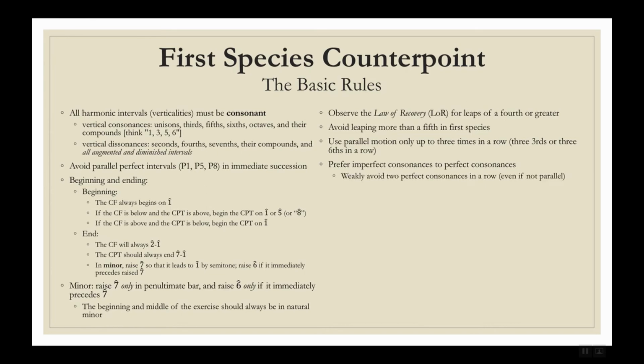Weakly, you want to avoid 2 perfect consonances in a row. I mean, even if they're not parallel. So you obviously can't do parallel fifths. But you also don't really want to go parallel or fifth to octave, even if the voices are going in contrary motion. It just starts to sound a little bit empty. You want to throw your imperfect consonances in between those; they always sound nice.